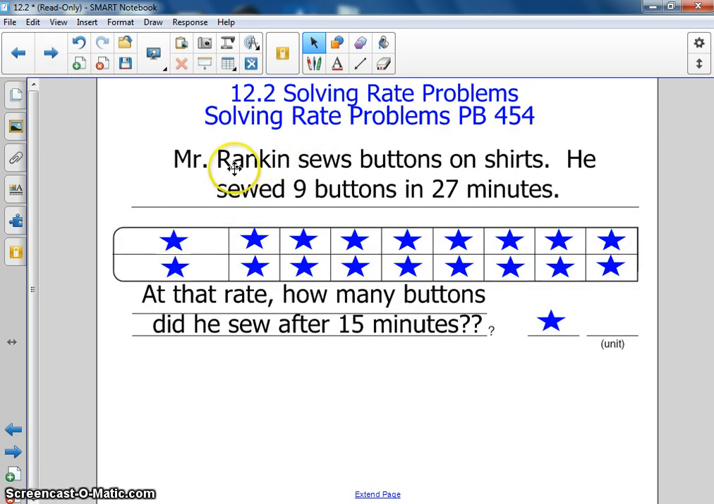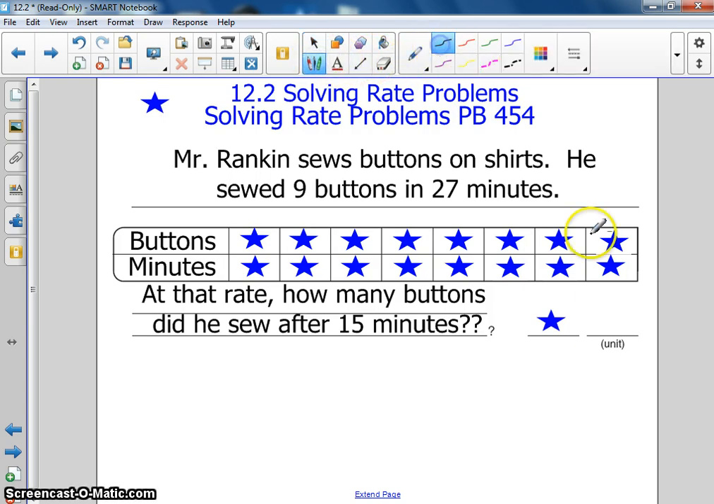Let's try this one. Okay, Mr. Rankin sews buttons on his shirt. He sewed 9 buttons in 27 minutes. So if it was me, I would want to find out this one. So I'd make up a rate table. What are the two things I'm comparing? One would be buttons, and the other would be what? Minutes. Okay, so we know 9 buttons in 27 minutes. So if it was me, I would write a 9 there, 9 buttons in 27 minutes.